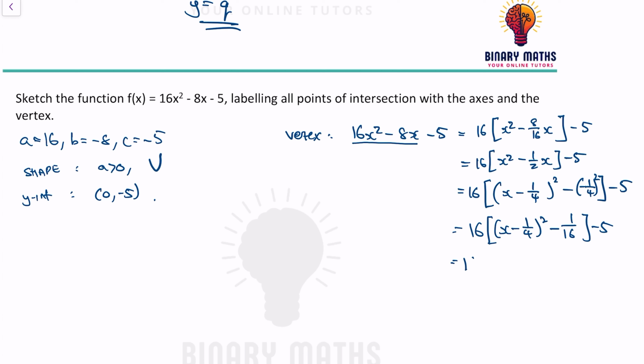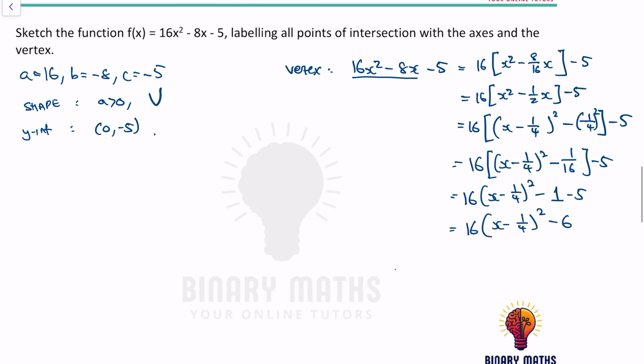Expand the bracket, we get 16 times x minus a quarter squared, minus 1, because minus 1 over 16 times 16 is minus 1, take away 5, which means we get 16 times x minus a quarter squared, take away 6. Which means the vertex is at a quarter, minus 6.